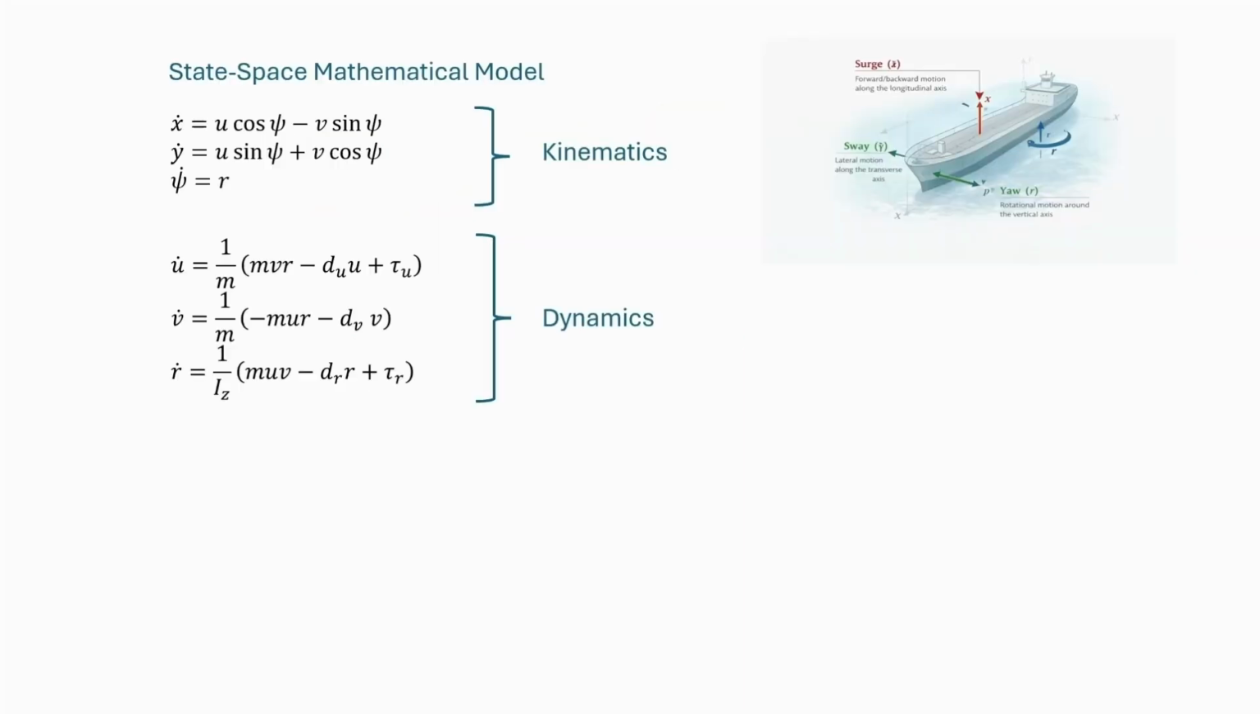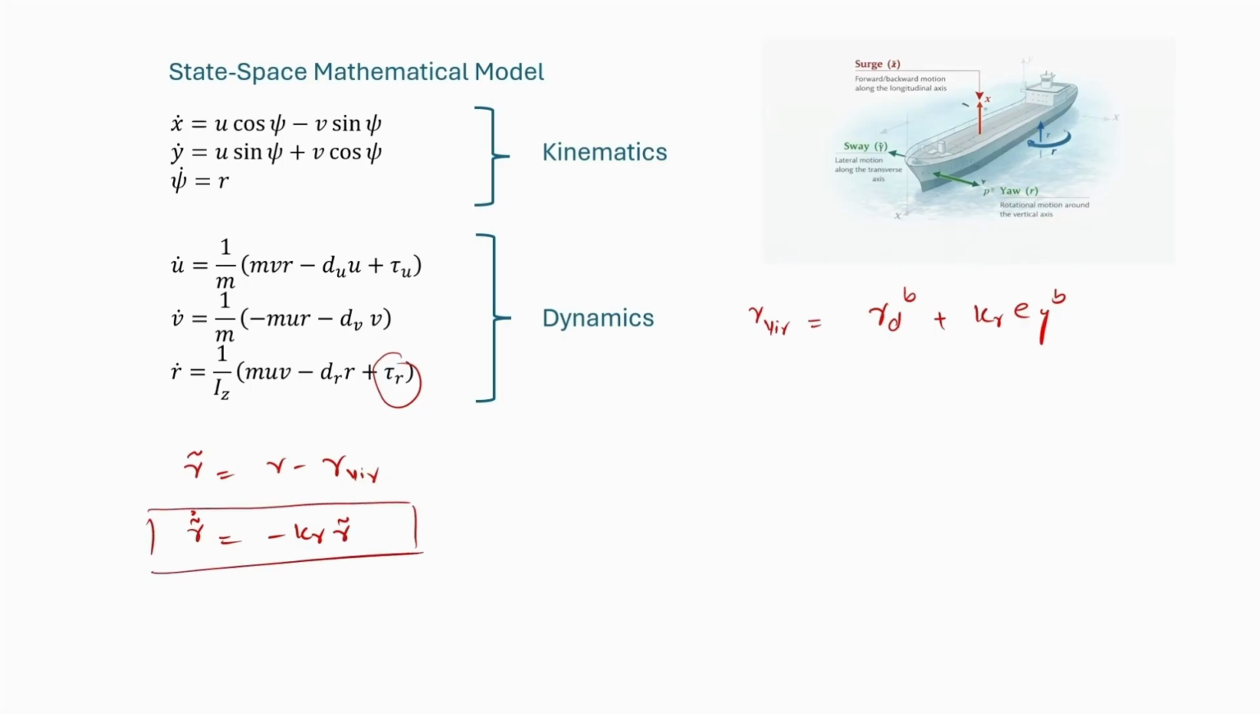In order to design this tau R, let me rewrite the R virtual equation. This was equal to R dB plus KR E Y B, right? So the first step is to make this tracking error R minus R virtual, and our goal is to achieve this minus KR R tilde.